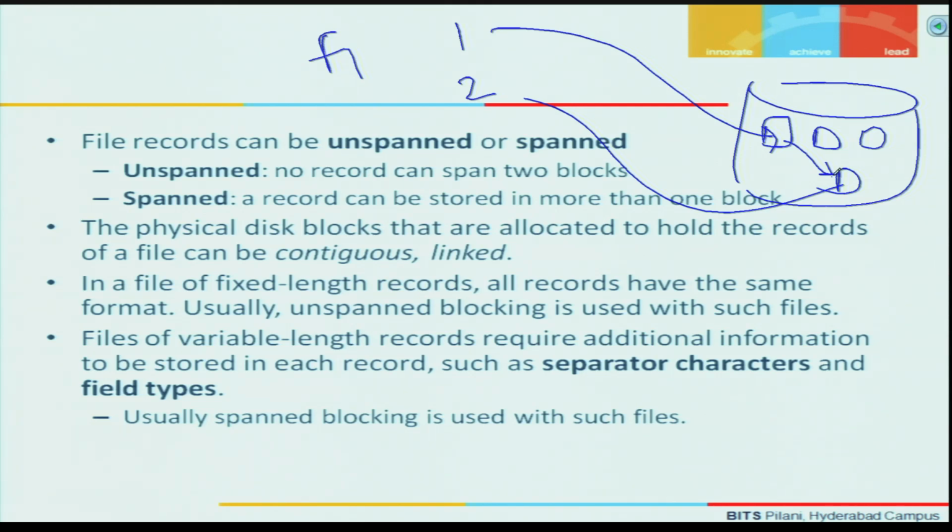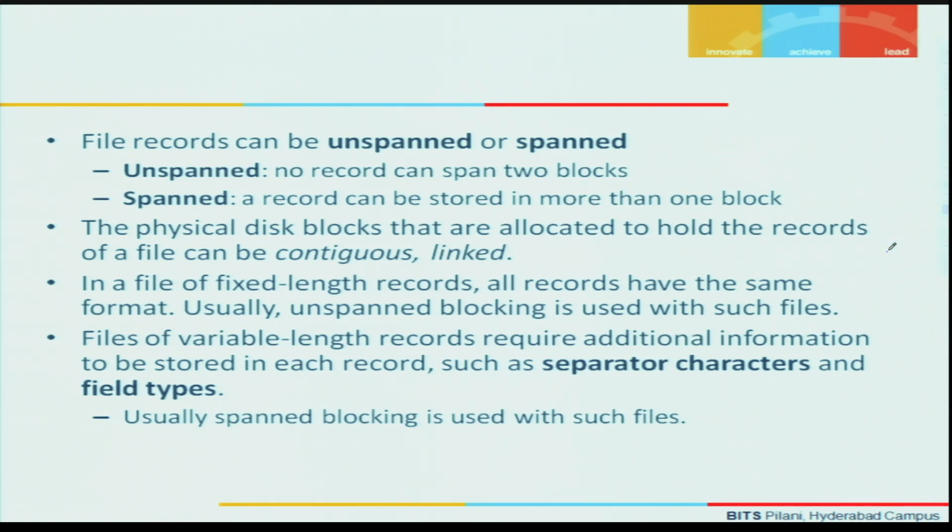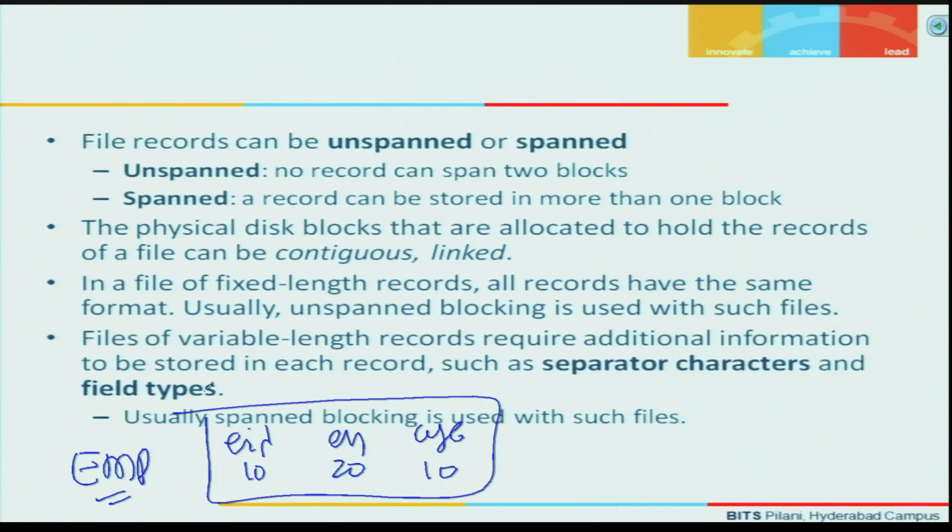In a file of fixed length records, all records have the same format. Usually in such cases unspanned blocking is used, unspanned record organization is useful. Files of variable length records require additional information to be stored in each record, such as the separator character and field types. If it is a fixed length record, suppose the employee relation is of fixed length: employee ID 10 bytes, employee name 20 bytes, age 10 bytes, and so on. Then each employee record occupies 40 bytes, and I know what is the boundary of each field.